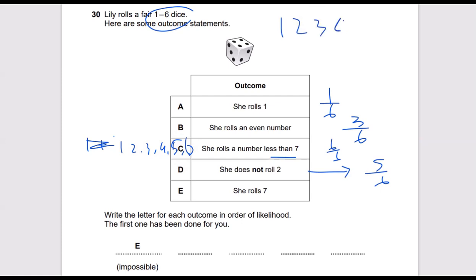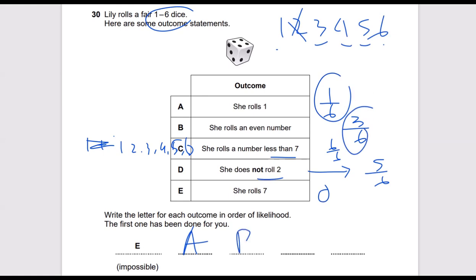1, 2, 3, 4, 5, 6. If it does not roll 2, that means there are 5 chances, so 5 over 6. Now 7 is a 0, so 0. And we go to this one. 1 over 6 is A. Then 3 over 6 is B. Then does not roll 2 is B. And then rolls a number less than 7 is C. So that will be our sequence of likelihood.